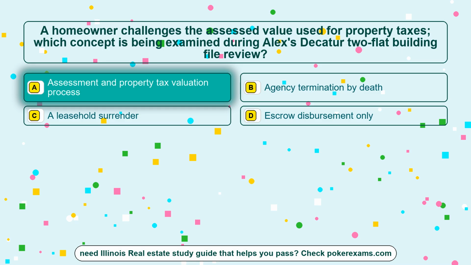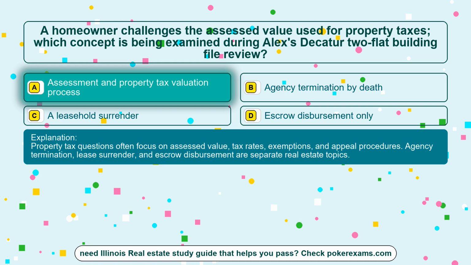The correct answer is option A, assessment and property tax valuation process. Property tax questions often focus on assessed value, tax rates, exemptions, and appeal procedures. Agency termination, lease surrender, and escrow disbursement are separate real estate topics.